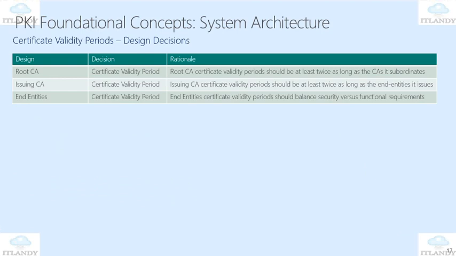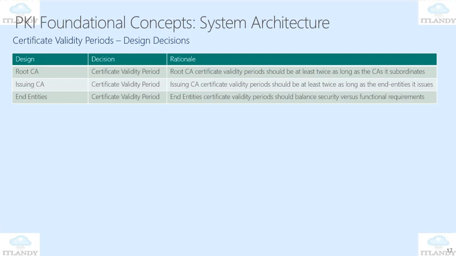Similar to the previous, we need to see how long we can use the validity period for each of the certs. Root CA, the period should be at least twice as long as the subordinate CA. So if the subordinate is 2 years, the root CA is 4 years. Okay? And the issuing CA should be twice as the entity one. So basically, the relationship is that the root CA is twice the issuing CA, which is twice the entity certificate. Okay?